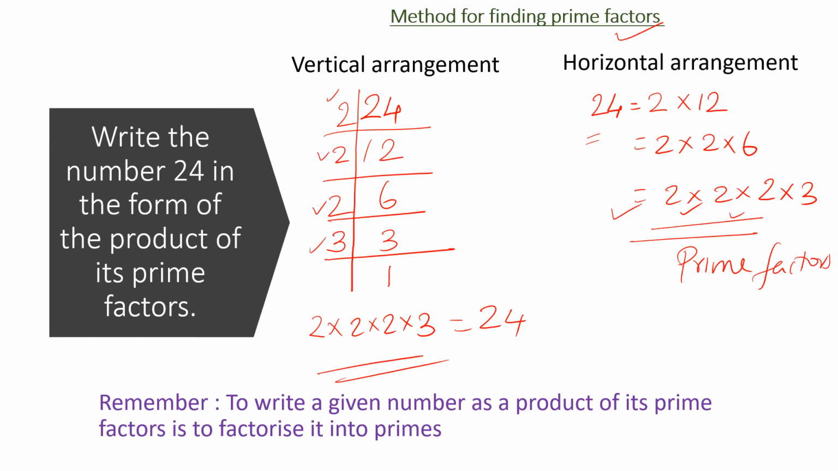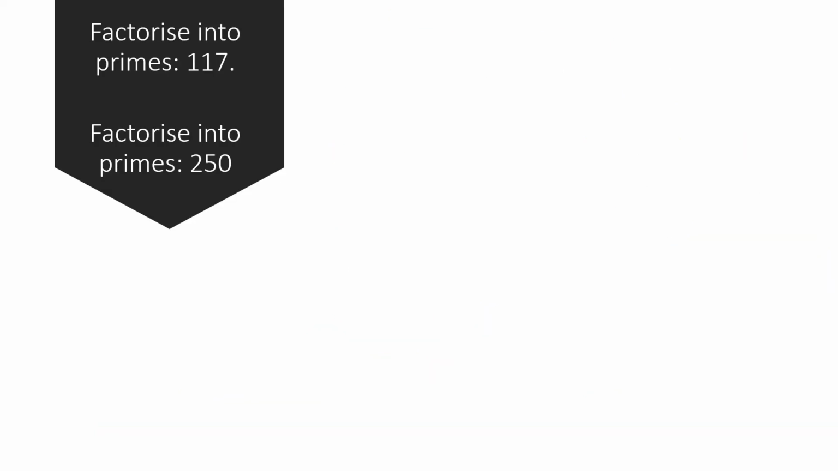Remember, to write a given number as a product of prime factors, we need to factorize it into primes. And primes are those numbers which can be divided only by itself and 1. I will show you more examples and we'll proceed. Suppose that you are asked to prime factorize 117. So I think I should go for the vertical method.